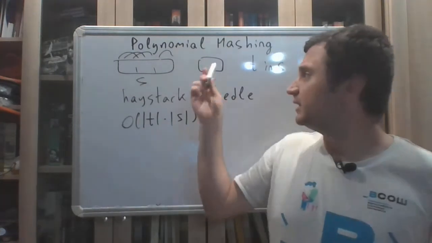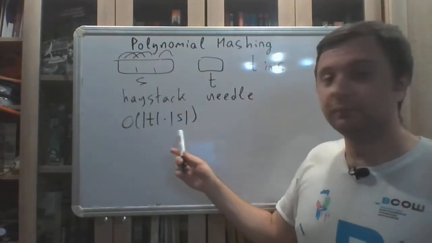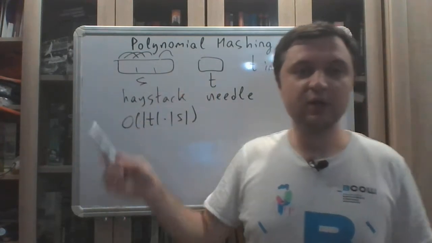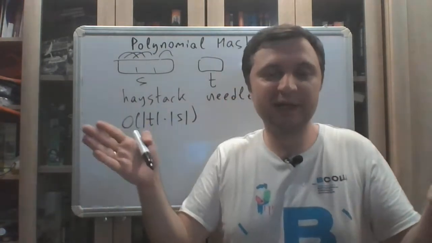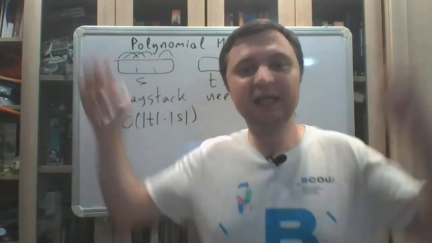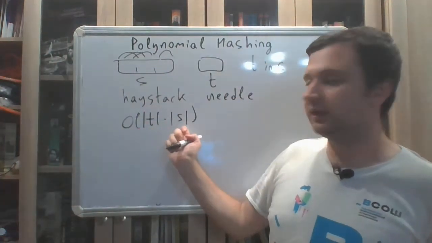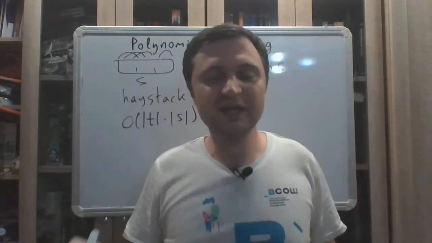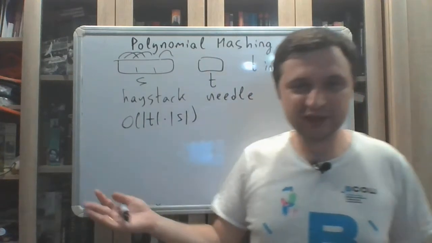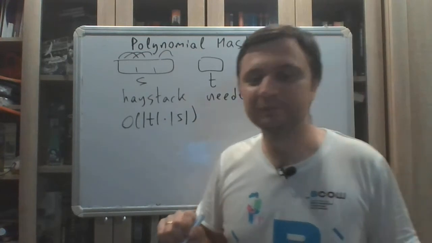But if we believe that t is much shorter than S, then the time of work of this procedure is equal to the product of their lengths. So if you are searching for a megabyte-long genome part in a gigabyte-long genome, then it's like 1 million times 1 billion, so it's like 10 to the 15th, and it's definitely not going to work in a reasonable time. So for long strings, such as in bioinformatics, for example, this is definitely not working at all.